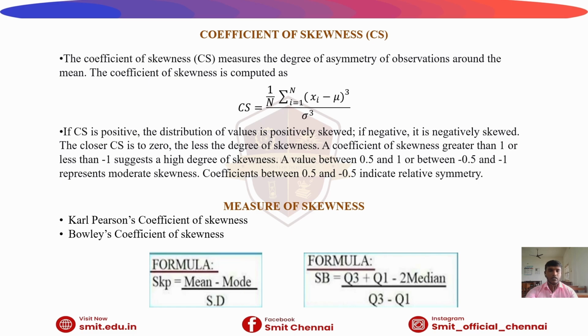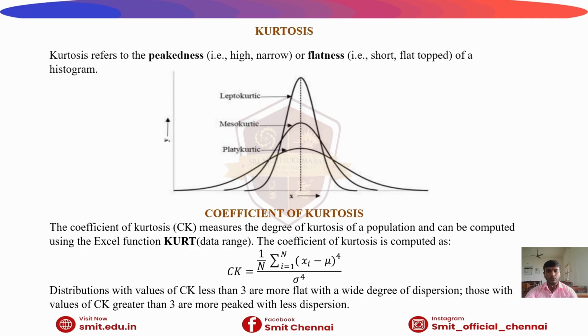Measures of skewness. There are two measures called Pearson coefficient of skewness and Bowley coefficient of skewness. I have mentioned the formulas in the slide. Then kurtosis. It refers to the peakedness, that is high or narrow, or flatness, which includes a short or flat top of a histogram.